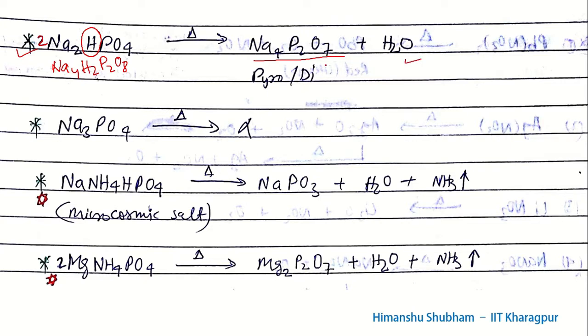Now this compound is called pyro or di, and again the prefix that we give to a particular phosphate compound will be learned in a separate video. For now, just remember that this is called pyro or di. Next, we have to heat Na3PO4, and we see that this compound does not contain any hydrogen atoms, so we won't get any stable decomposition product here, so we will simply write no reaction.